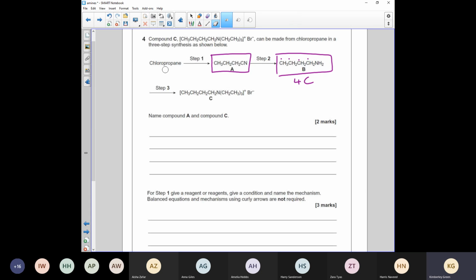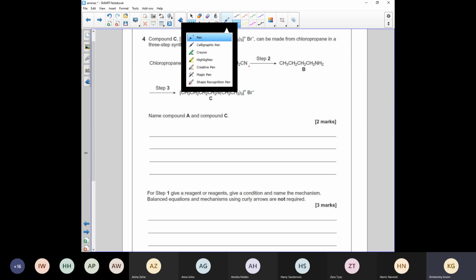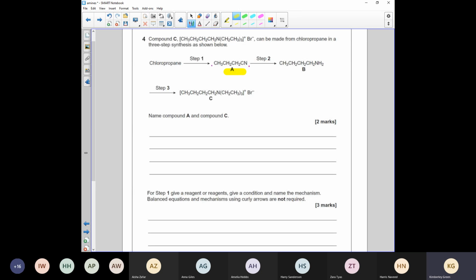So sorry, just kind of linking that in with the last question to kind of help you out. It's just a common one that kind of crops up every year. So compound C looks really scary, and it can be made from chloropropane in the 3-step synthesis below. Right, so it wants you to name compound A and compound C. Ooh, compound C looks mean.